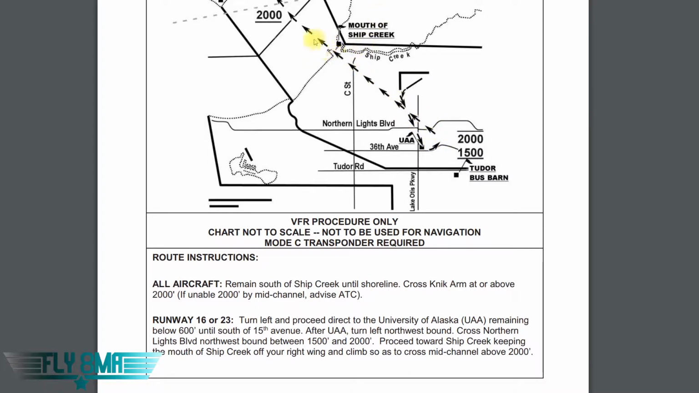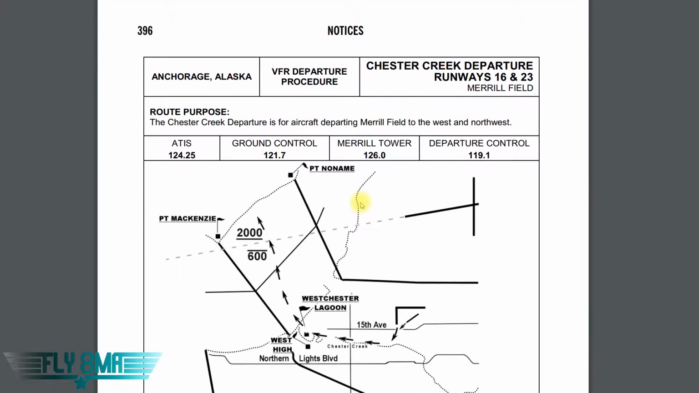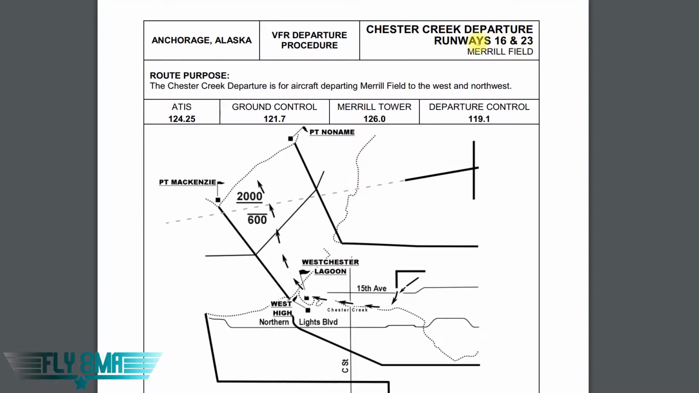Stay outside Elmendorf's airspace, get across that arm in 2,000 feet. Pretty straightforward. Next on the list is the Chester Creek departure for runways 16 and 23. You guys can see the general theme here, right? We're just simply looking at what the purpose of this is, right?